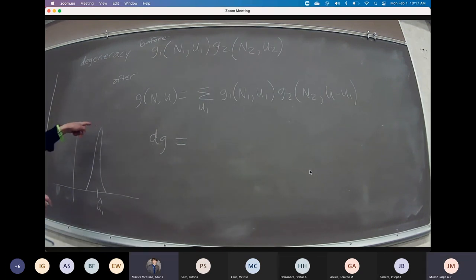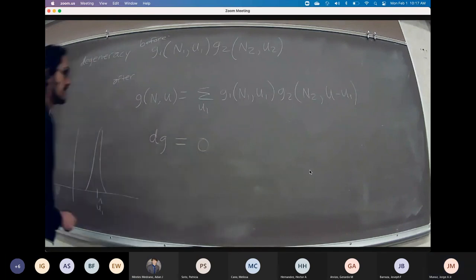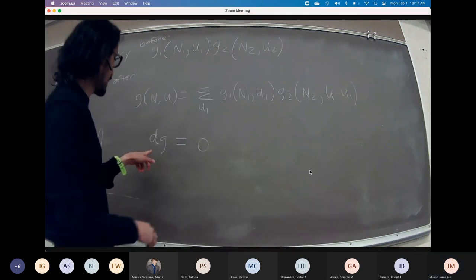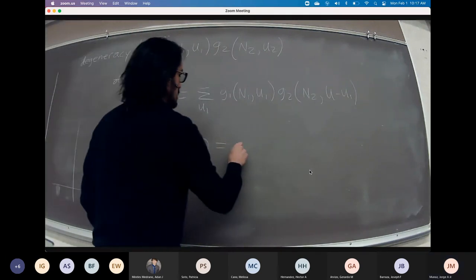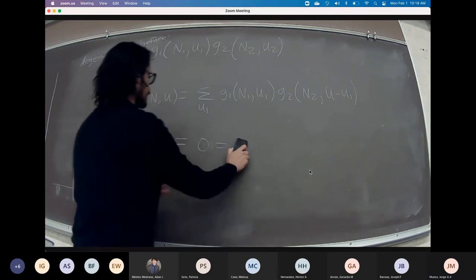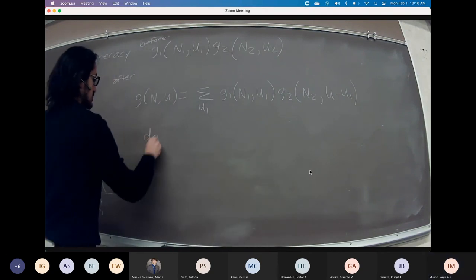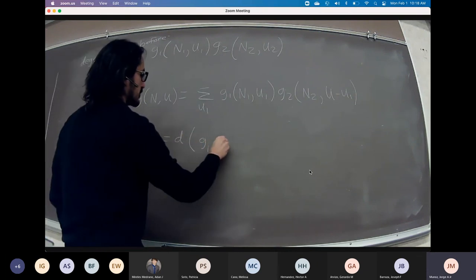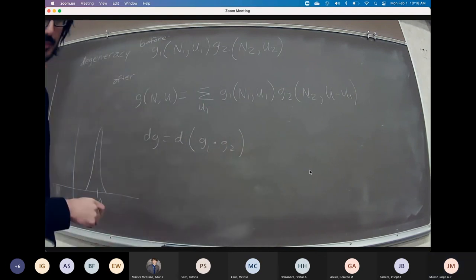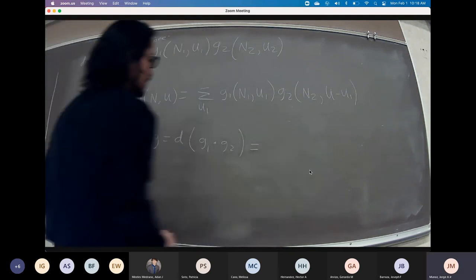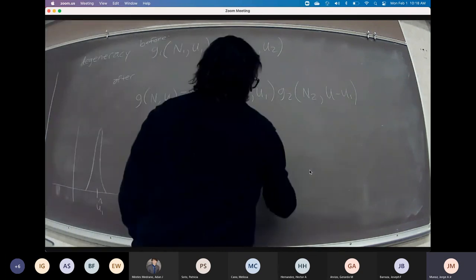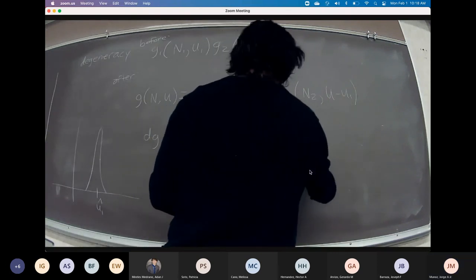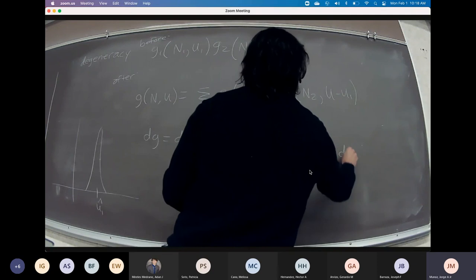You're trying to get the extremum, zero. Right, so calculus one. So dG is equal to the derivative of G1 times G2. From the product rule, you get G2 dG1 plus G1 dG2.